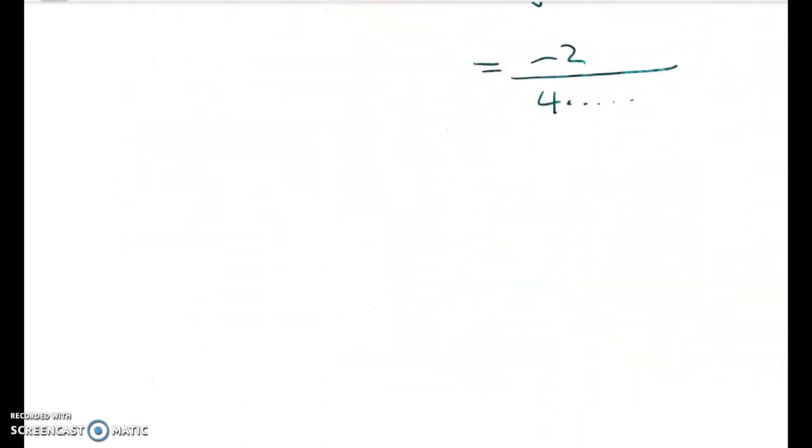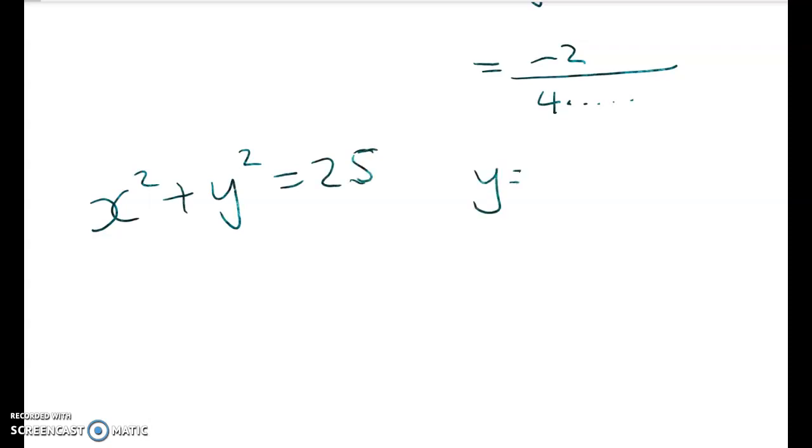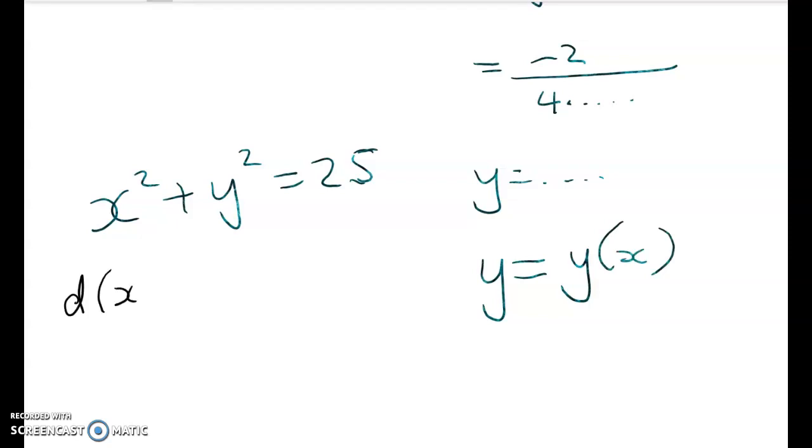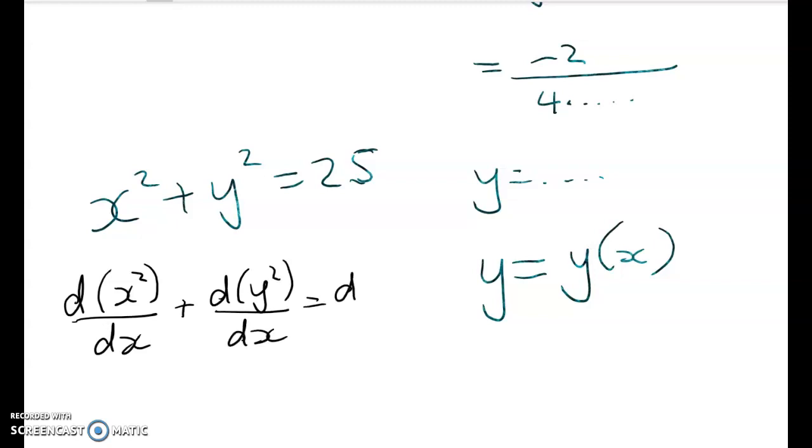But let's now do this using implicit differentiation, and you'll see how easy it is. So we've got x squared plus y squared is equal to 25. And instead of making it y equals something, we're just going to think that the y changes when the x changes. So we go ahead and we differentiate with respect to x. And we're going to write that like this. So we're differentiating the x squared with respect to x, and then we're differentiating the y squared with respect to x, and we're differentiating the constant with respect to x.